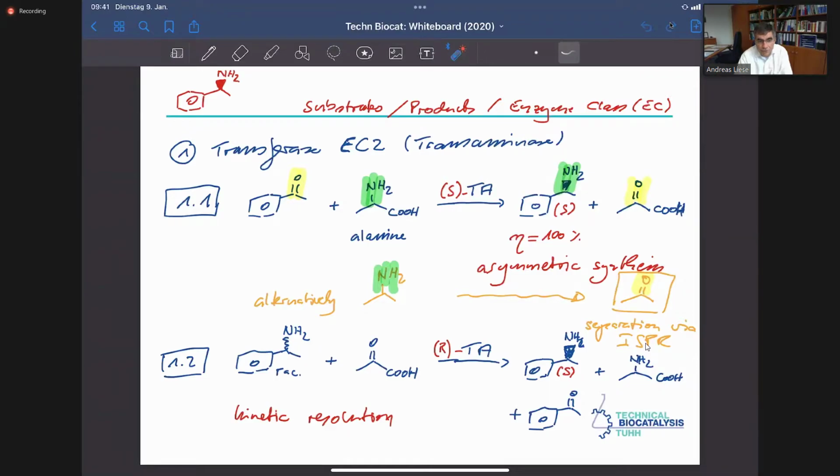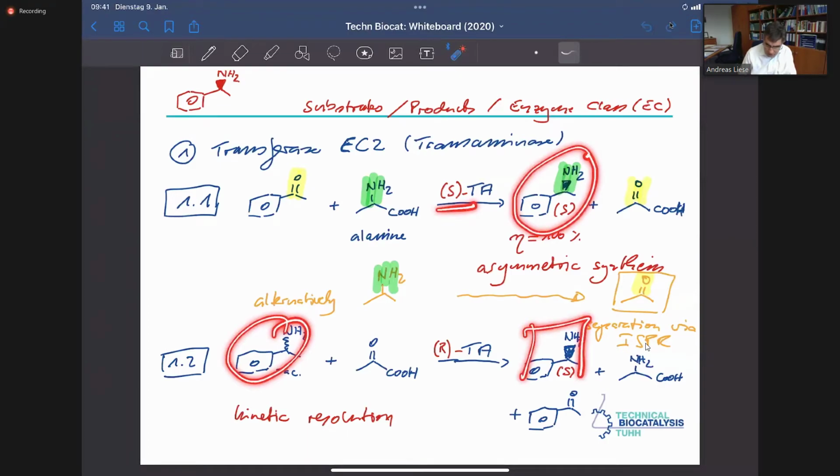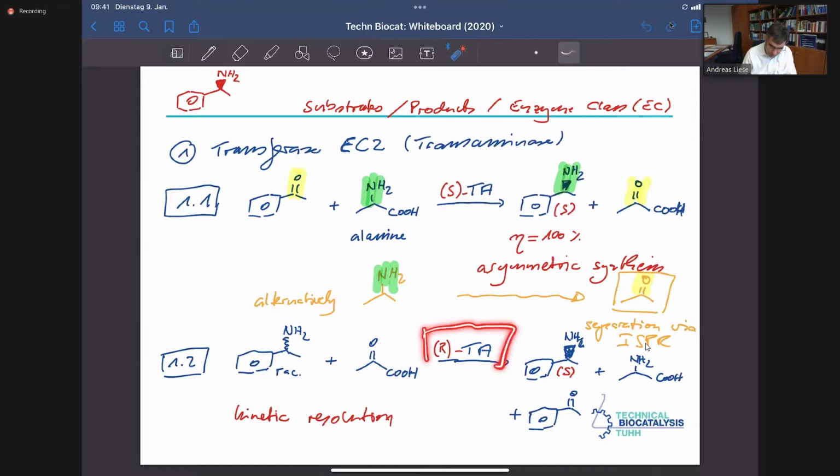And the big difference between those two pathways is that we need enantiocomplementary transaminases, because in the asymmetric synthesis, this is the S product that is asked for. So we need an S transaminase generating the S product. In the kinetic resolution, the S compound is the unreacted leftover. Therefore, we need an R-specific transaminase to transfer away the amine from the unwanted enantiomer. Yeah, this is where we ended last week.